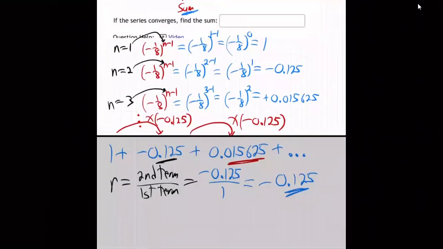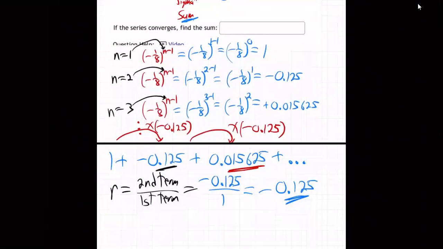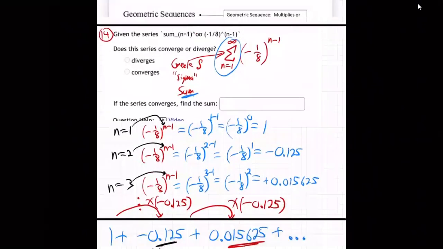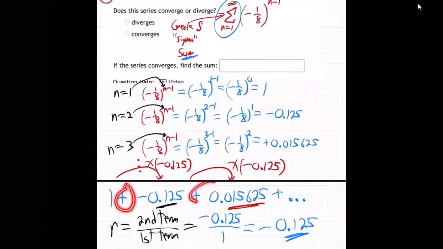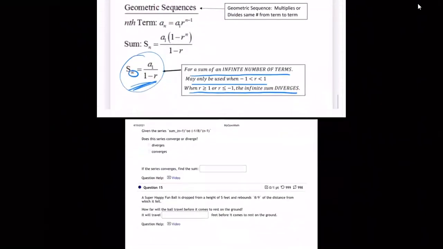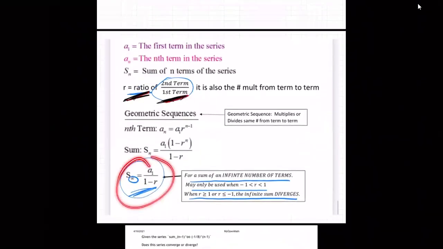So what? Well, we're trying to add these up, aren't we? The symbol is a Greek S, which means add them up. That's why I have the plus signs here. We're adding these up forever. So what's the formula for adding things up forever? It's right here: S sub infinity, for infinite terms. The sum of an infinite number of terms may only be used when R is between negative 1 and positive 1. If R is bigger than 1 or smaller than negative 1, then you just say it diverges. You can't use the formula.